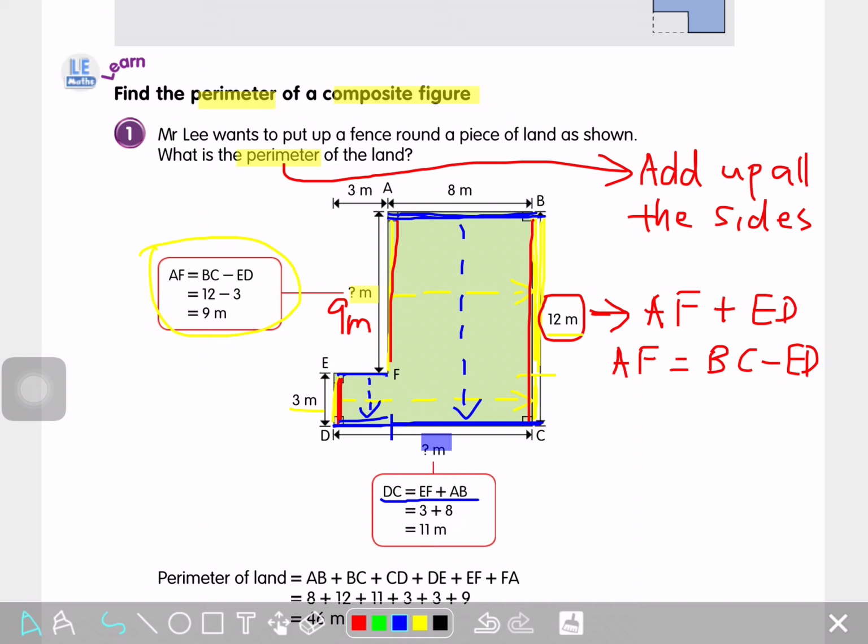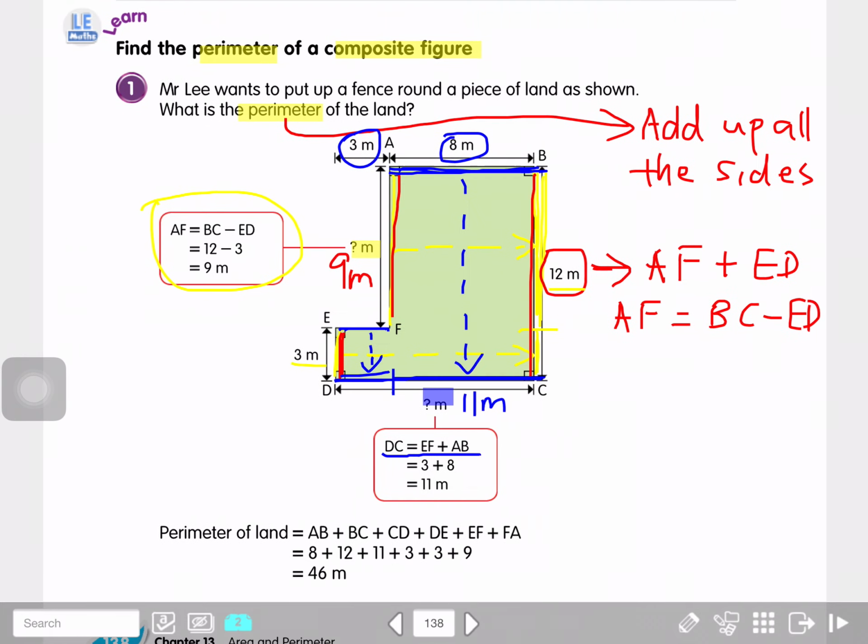And EF is 3 meters. Okay, you look up, EF is 3 meters. Then AB is 8 meters. So I add them up and we get 11 meters. So DC is 11 meters.